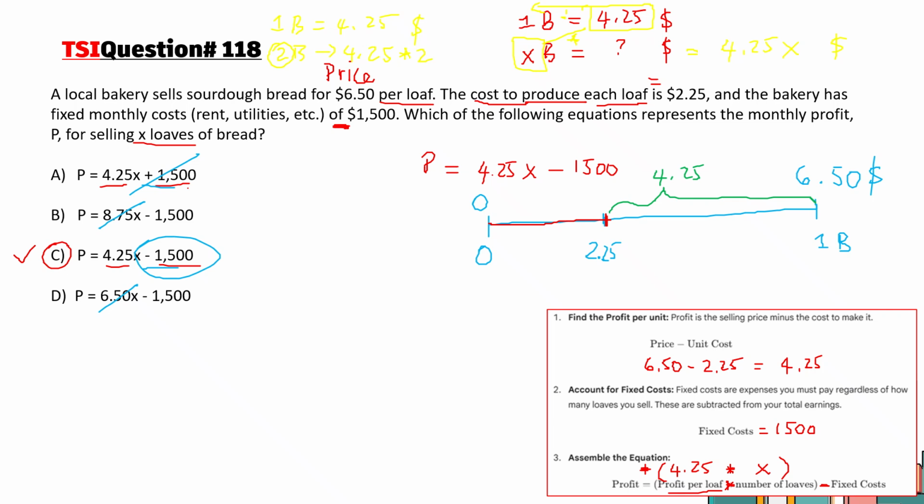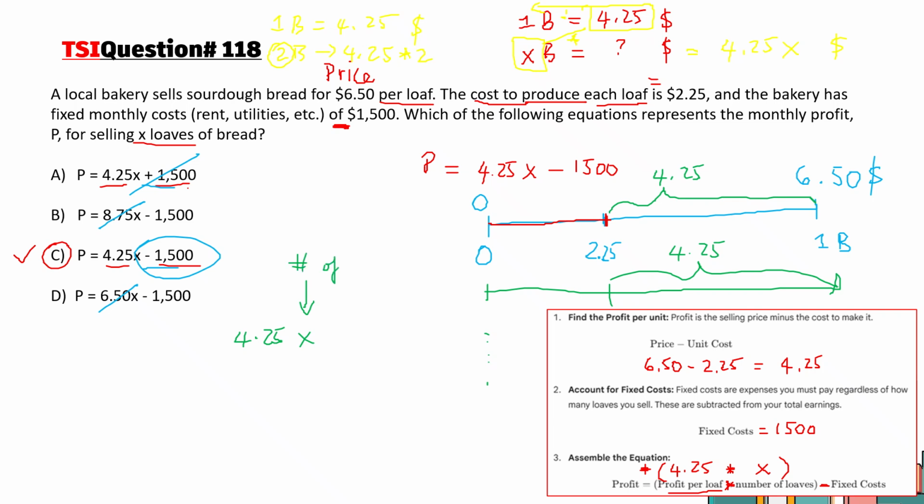Then if you sell 2, it's another one, right? If you sell another one, it's still the same, right? You still earn 4.25. You can add them up, right, and continue. But because we understand that, we don't have to draw like that, or just say 4.25 times whatever the number of loaves of bread you will sell.